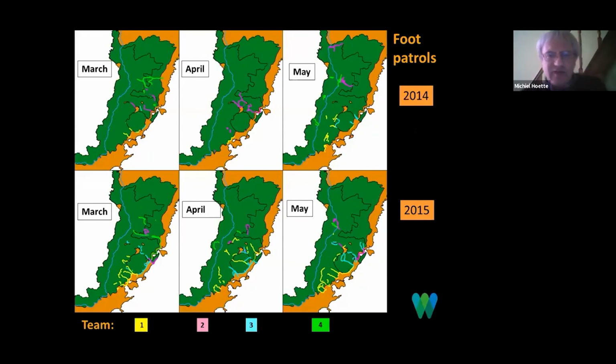Now, quickly, some of the data that can be shown in periodic reports. This is an overview of patrols by different teams and compared for different years. So basically you compare April this year with April previous year.